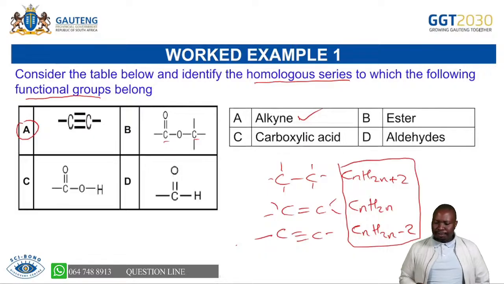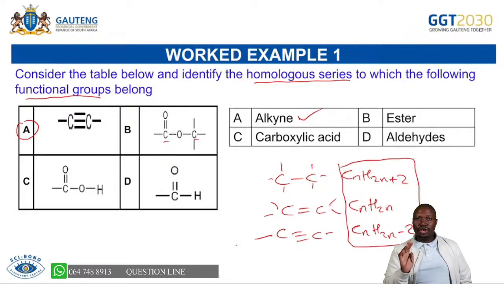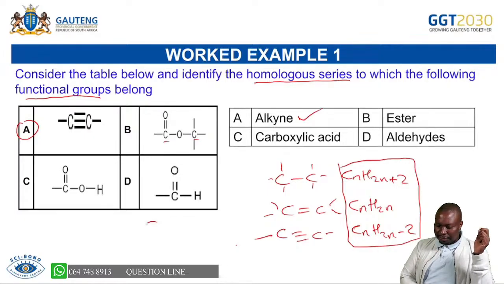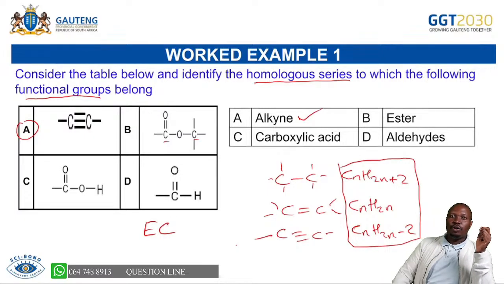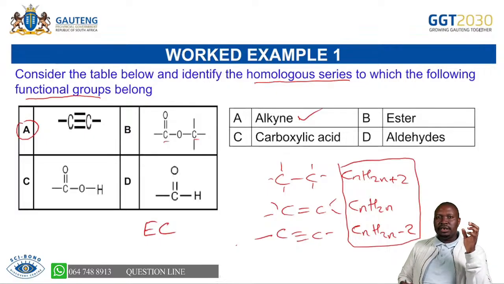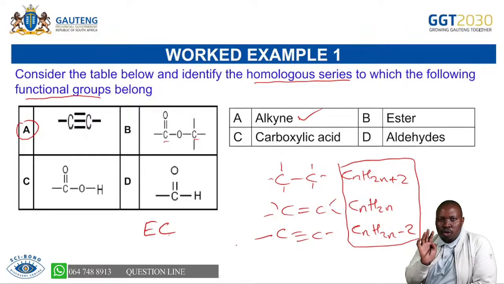Let's look at number B. You have the C double bond O, 2 oxygens. The first condition, I call them Eastern Cape, I call them EC, so that you don't forget, for you to remember that the structures that have 2 oxygens is EC. EC is your esters and your carboxylic acids. So your esters have 2 oxygens. The carboxylic acids have 2 oxygens.